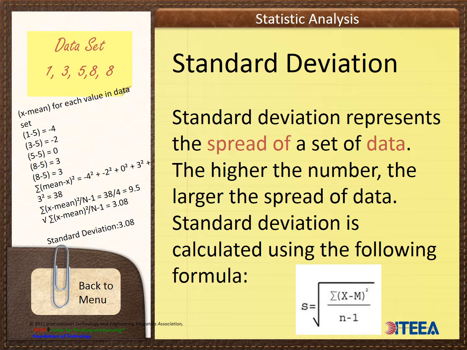Standard deviation is calculated using your formula. It's the square root of the summation of x minus the mean, squared, divided by n minus 1. So for the numbers that we have, our average was 5, and they go from 1 minus 5, and you can see your calculations there. So your standard deviation is 3.08.